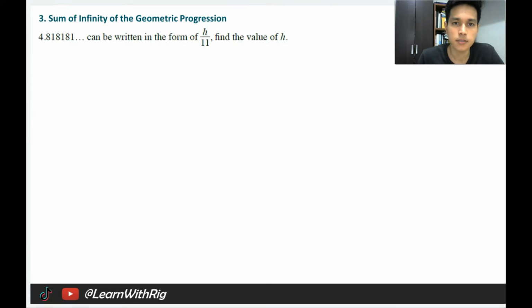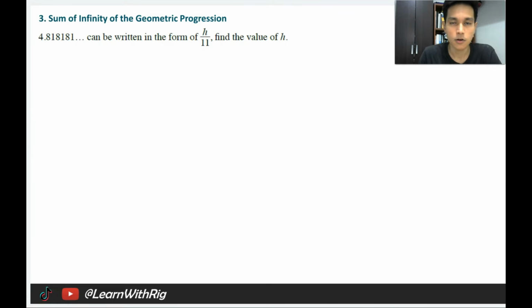4.818181 can be written in the form of h over 11. Find the value of h. So in this case, what you notice is that it's an infinite decimal, correct? Because you notice they have the dot here, so that means the 818181 is not going to stop. So it's going to be 4.8181818181 until you don't know when. You don't know when it's going to stop. So from here you kind of have a hint of what they want you to do.